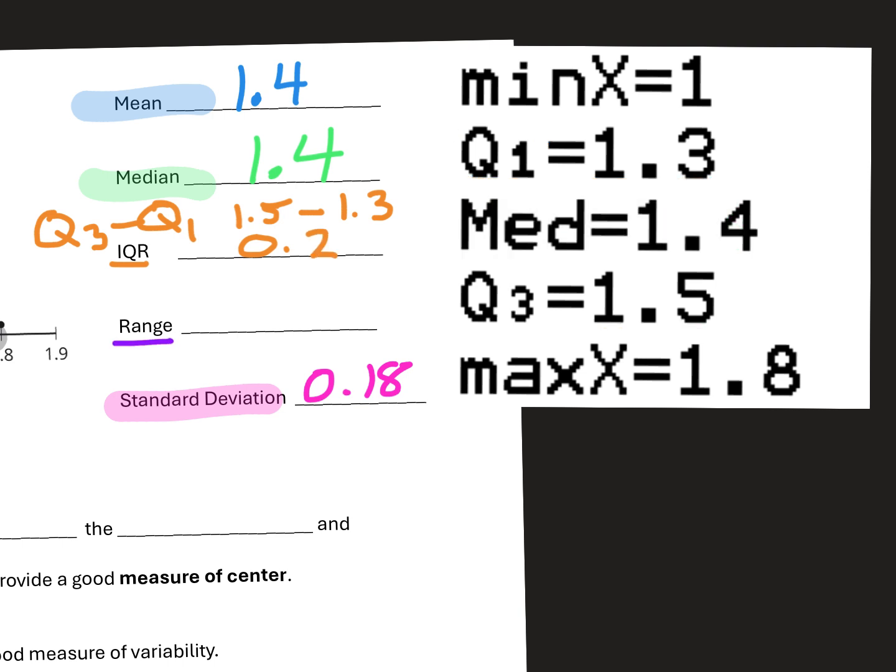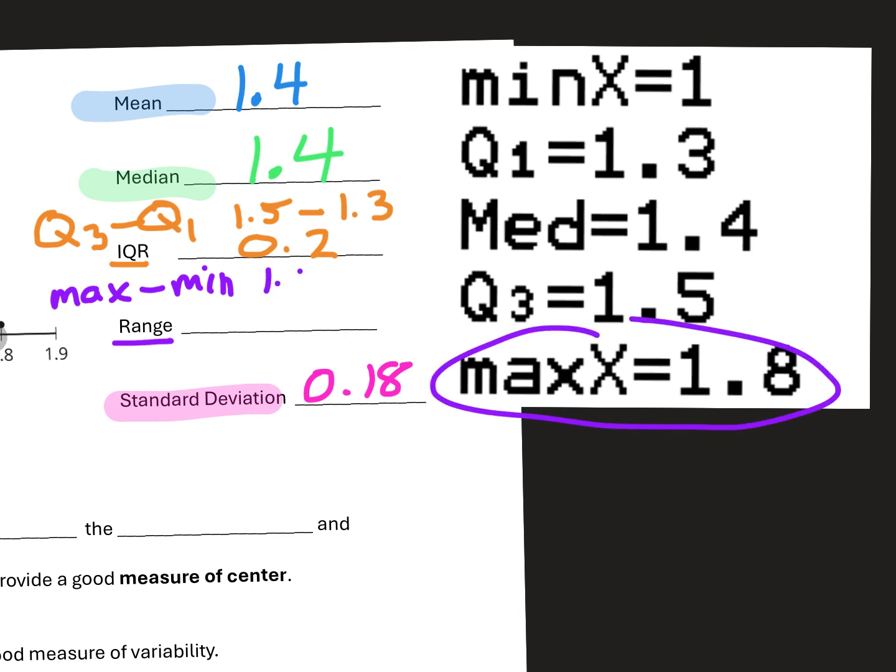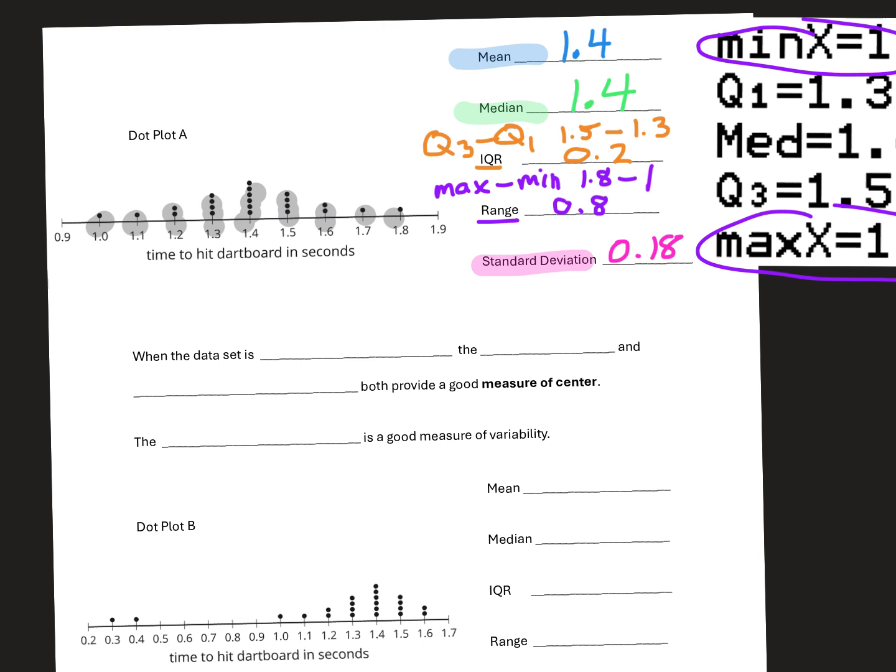Finally, remember that the range is your maximum minus your minimum. So here, my maximum is 1.8, and I am going to subtract 1, which is my minimum. So my range is 0.8.